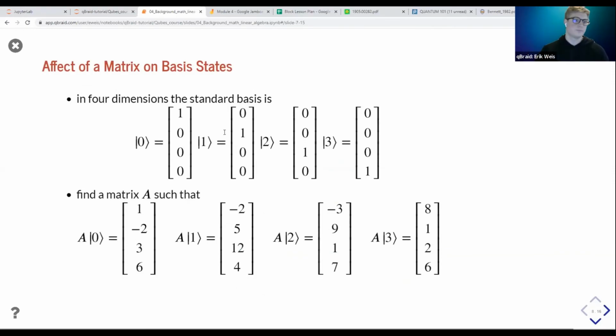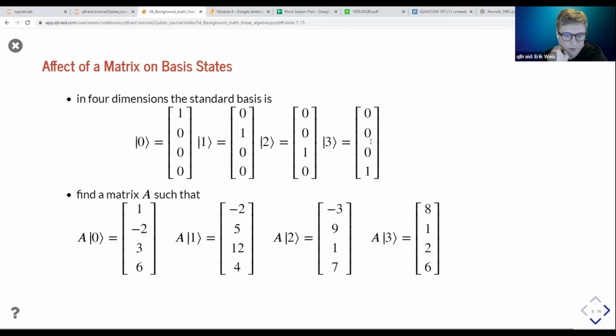Suppose that we have a four-dimensional standard basis, and it looks like this. I've gone ahead and labeled this basis using ket notation, and if that throws you, we can just focus on the vectors. But it's easier, rather than writing the vector a million times, to label it by this.